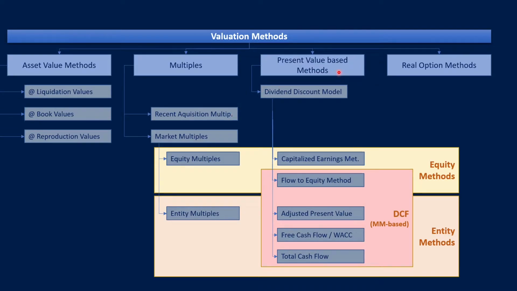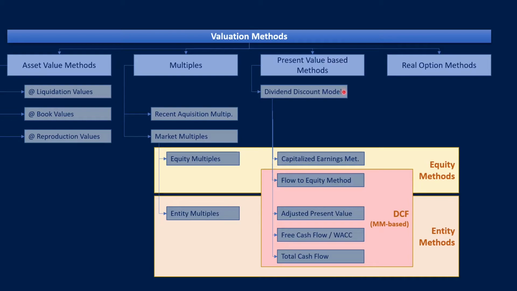The present value based methods are based, of course, on discounting, on present values. So the mother of all those models is the dividend discount model. The dividend is the stream of cash flows that flows to the shareholders. So it is more or less natural to discount the dividends. Nevertheless, it is hard to forecast the dividends up to infinity because the dividends can be determined by the dividend policy of the company.